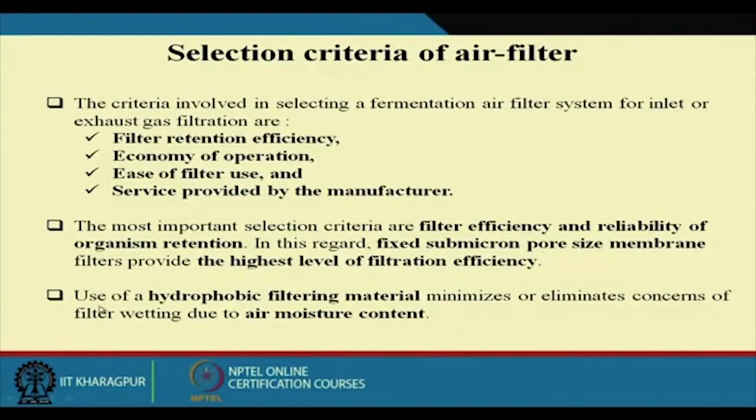Now, the use of hydrophobic filter material minimizes or eliminates the concern of filter wetting due to the air moisture content. This is another important characteristic we have. Now, when you talk about the depth filter, I was talking about the glass wool fiber. The question comes, why are we selecting the glass wool fiber? Why not jute fiber? Why not cotton fiber? The reason is that, as I told you, there is a term called drag coefficient.